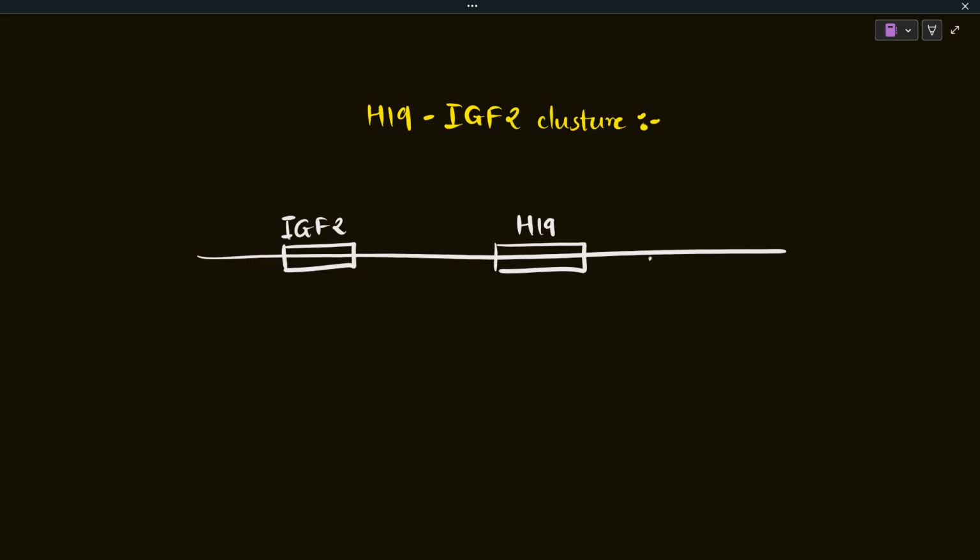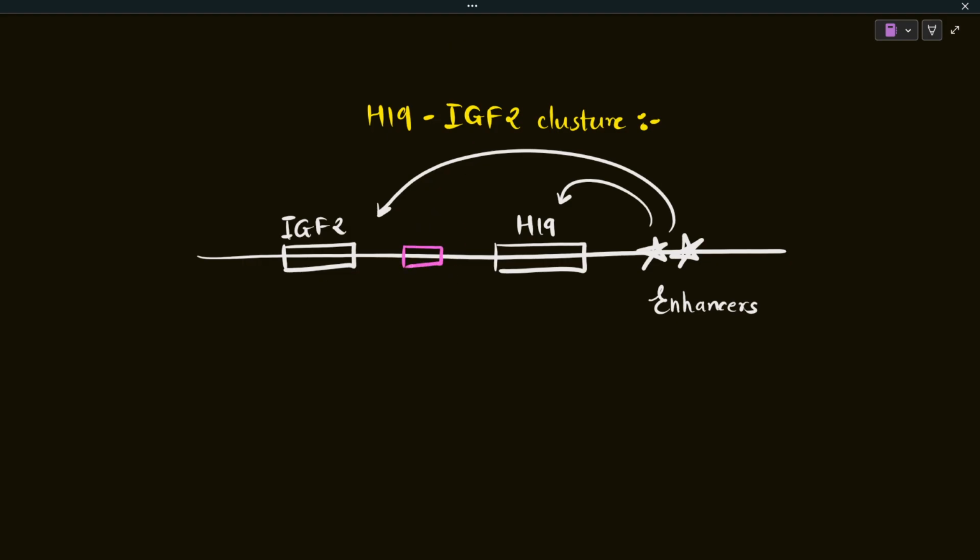Both of them are placed under the control of enhancers. So this enhancer is controlling H19 as well as IGF2. But here comes a twist. Between those two genes, there is a region known as the CTCF binding site. This is a site which binds to a protein known as CTCF.